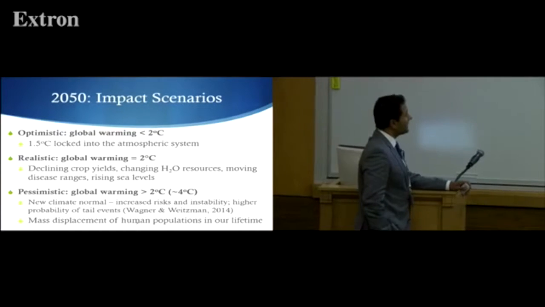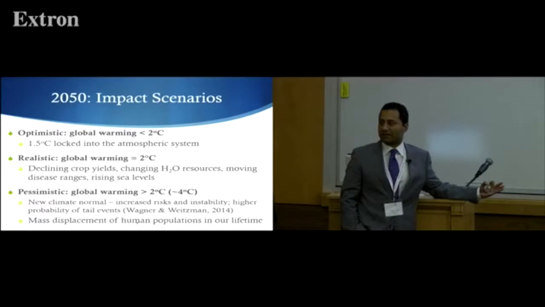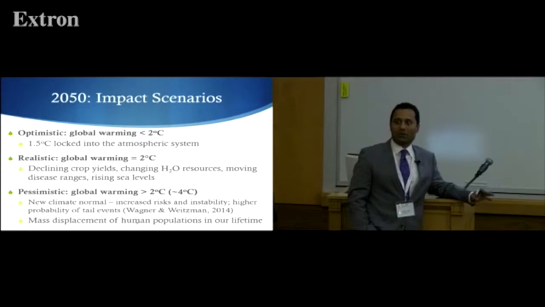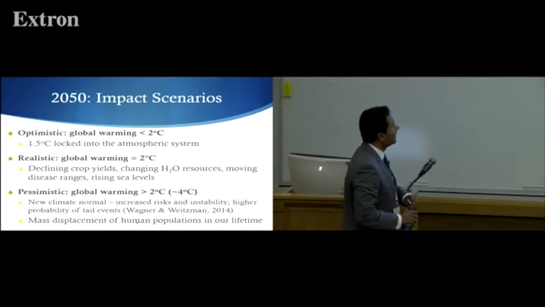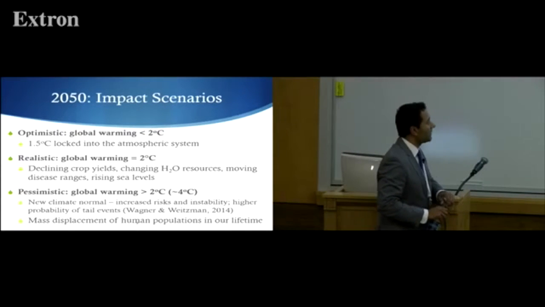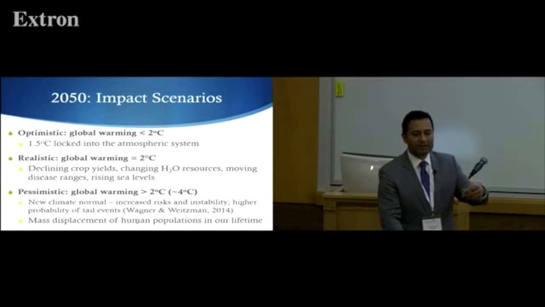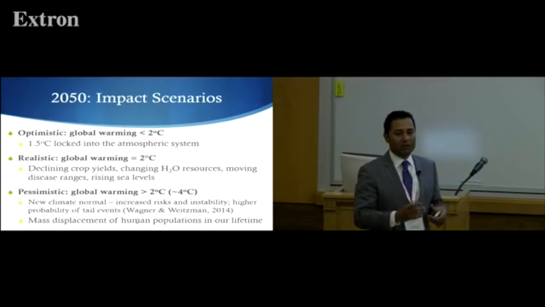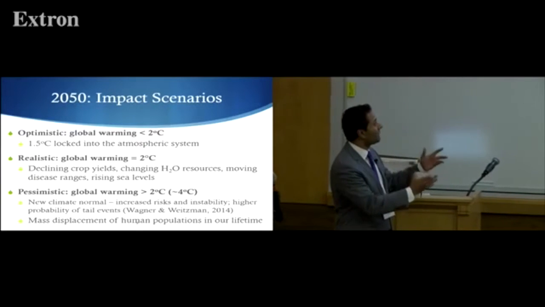A pessimistic scenario is that global warming breaches that 2 degrees Celsius threshold. So say we are in the neighborhood of 4 degrees Celsius. Two authors, Wagner and Weitzman, have come out with a new book, which was reviewed in the New York Review of Books. They're saying that if we reach that level, 4 degrees Celsius, we are going to get into what they are calling the new climate normal.